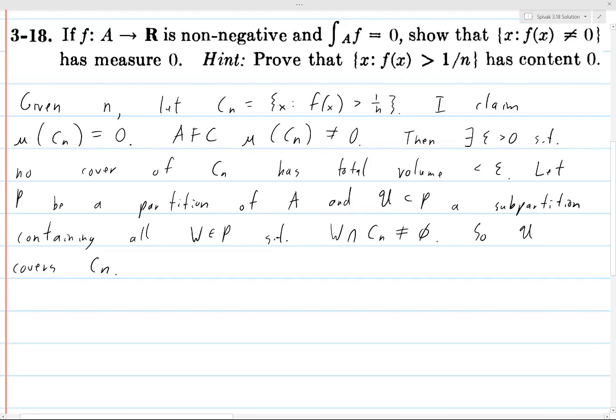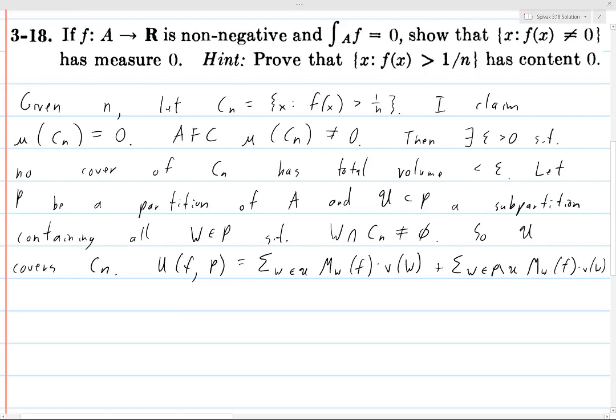All right. So now let's look at the upper sum of f given P. So this is going to be the sum over all W in U of the maximum, or the supremum, times the volume. And then we have to add all the things that are not in U. So everything that's in P but not in U. And we do the same thing.